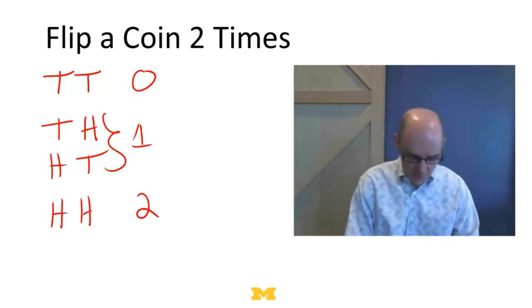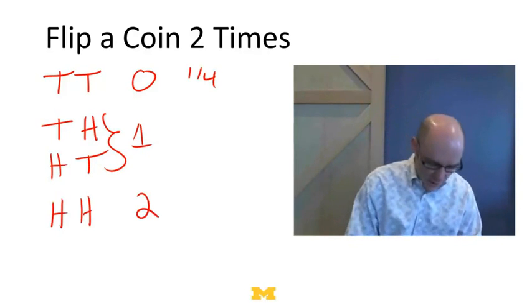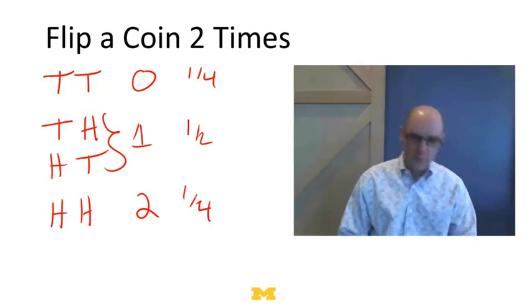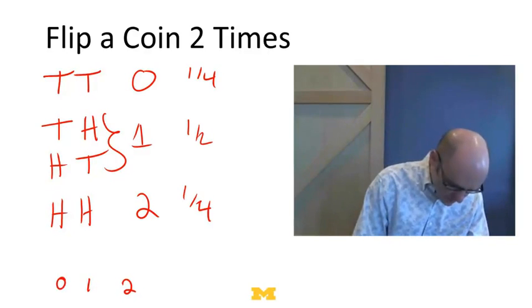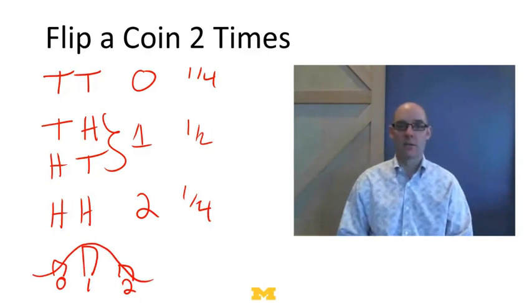So what's the probability of each of these? The probability of getting tails, tails is just a fourth. The probability of getting 1 head is a half, and the probability of getting 2 heads is a fourth. So I'm going to get a probability distribution. If I do it out like this, 0, 1, 2, there's a 1/4 chance of that, a 1/2 chance of that, and a 1/4 chance of that. You notice it sort of looks like a little bell curve.